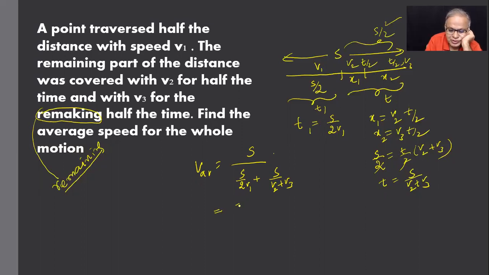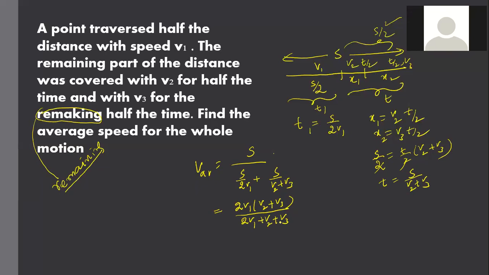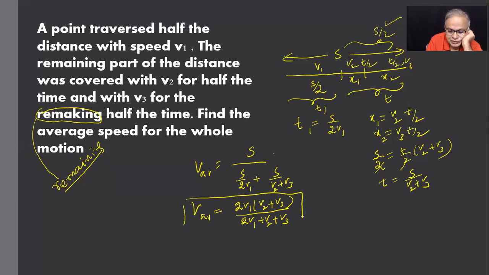What will that be, children? 2v1 into v2 plus v3 by, what will I get? 2v1 plus v2 plus v3. Will I get it like this? Check it. So this is your answer.